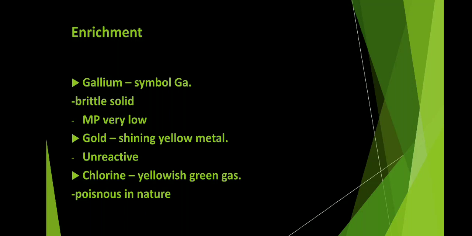Then third element given is chlorine. Gallium and gold, these are solid elements. Chlorine is a gas. It is a yellowish green colored gas and it is poisonous in nature. And chlorine gas, bache, you must have read about that it is passed through water to kill all the germs. So it is a poisonous gas and it is used for purification of water.